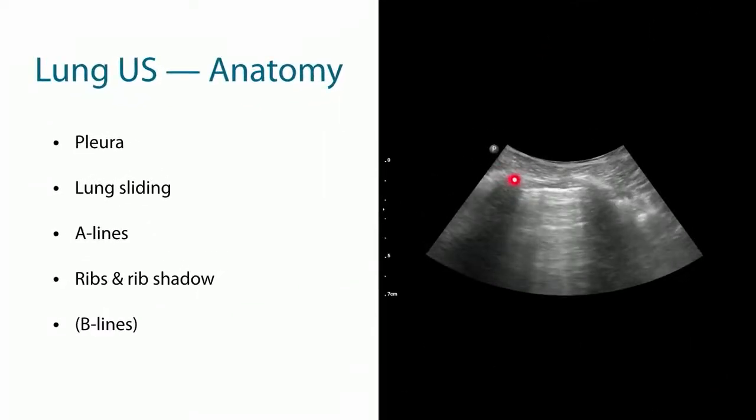We see ribs, and ribs always make this shadow here. So you cannot scan through bone. We have a rib cranial and a rib caudal. In between the ribs we have this hyperechoic bright line. This resembles the pleura. We see lung sliding, so somewhat movement of the pleura, that is normal, that should be, and we see A-lines. And sometimes we can see B-lines. If there are 1 or 2 B-lines per intercostal space, that's absolutely normal.